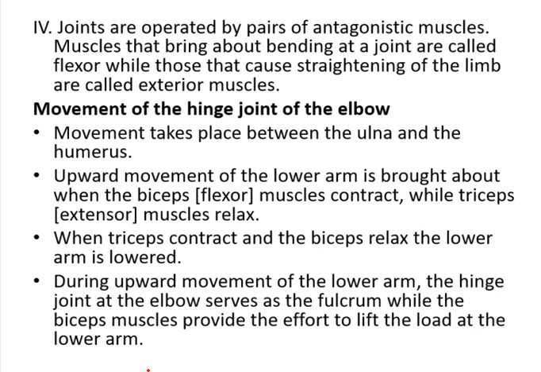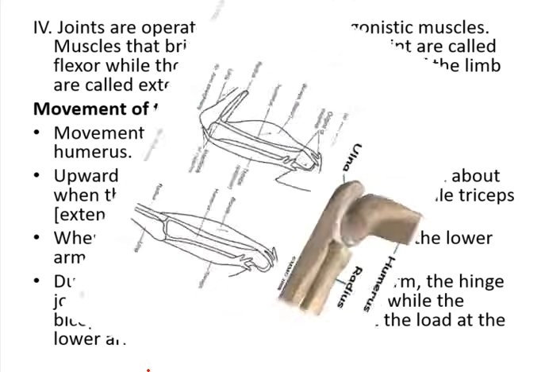Movement of the hinge joint of the elbow takes place between the ulna and the humerus. Upward movement of the lower arm is brought about when the biceps or the flexor muscles contract, while the triceps or the extensor muscles relax. And when the triceps contract and the biceps relax, the lower arm is lowered. During upward movement of the lower arm, the hinge joint at the elbow serves as the fulcrum, where the biceps muscles provide the effort to lift the load at the lower arm.